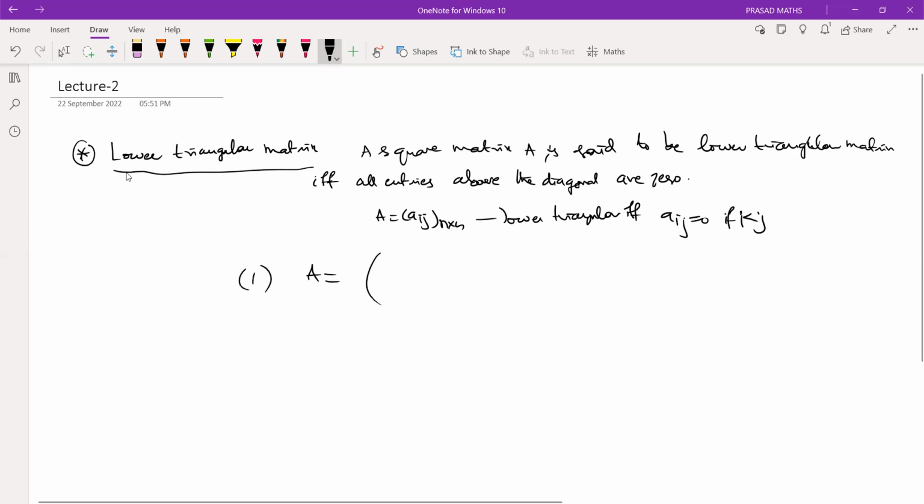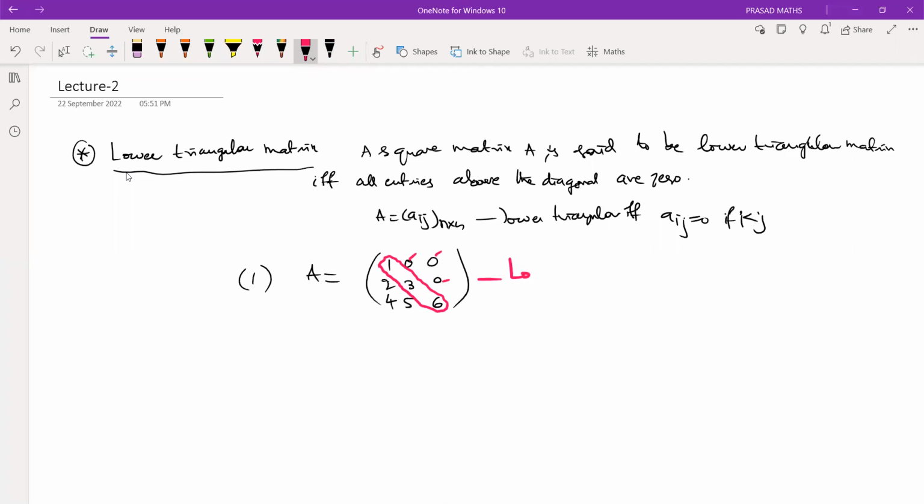For example, you can take 1, 0, 0, 2, 3, 0, 4, 5, 6. That is nothing but a lower triangular matrix, because this is my diagonal of a square matrix, and above the diagonal all entries are 0. So this is 0, this is 0, this is 0. Therefore this is lower triangular.